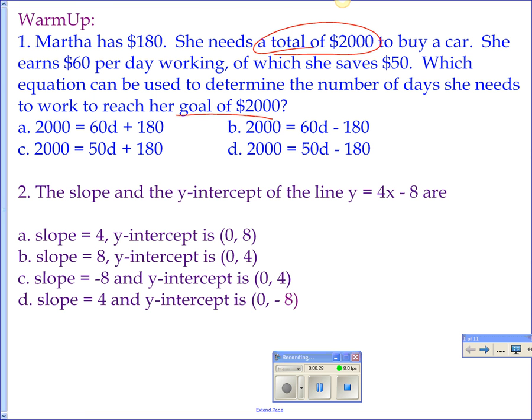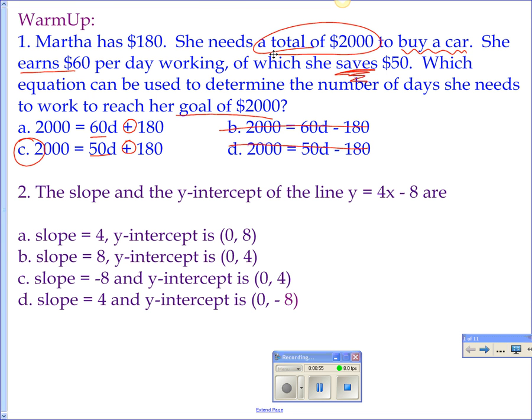Well, she has 180, so you're going to add that to what she's making. So she has 180, so you can mark out these two. Now the question is, is it 60 per day or 50 per day? Well, you've got both numbers, but she's trying to buy a car. It doesn't matter how much she earns, it matters how much she saves. So she saves 50, so the answer is C.